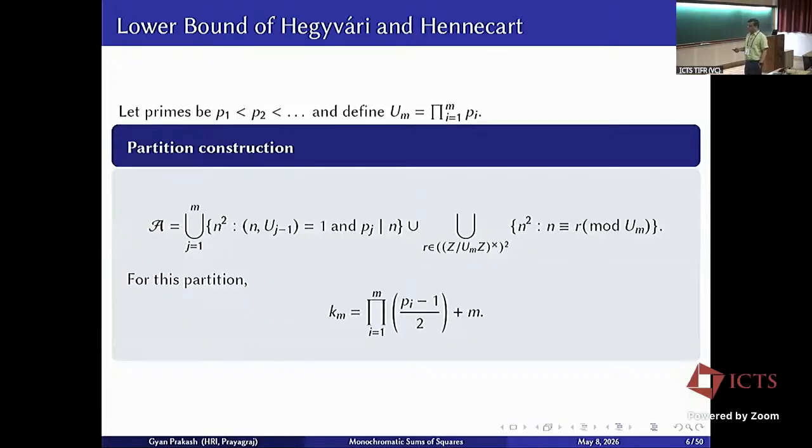So how many colors have I chosen? I have chosen the number of squares plus the number of divisors, that is, the number of primes, these m many primes. The number of squares in this (Z mod UZ) star is product of (p_i minus 1) by 2, and then plus this m. So this is my total number of colors which I have used to define this coloring.